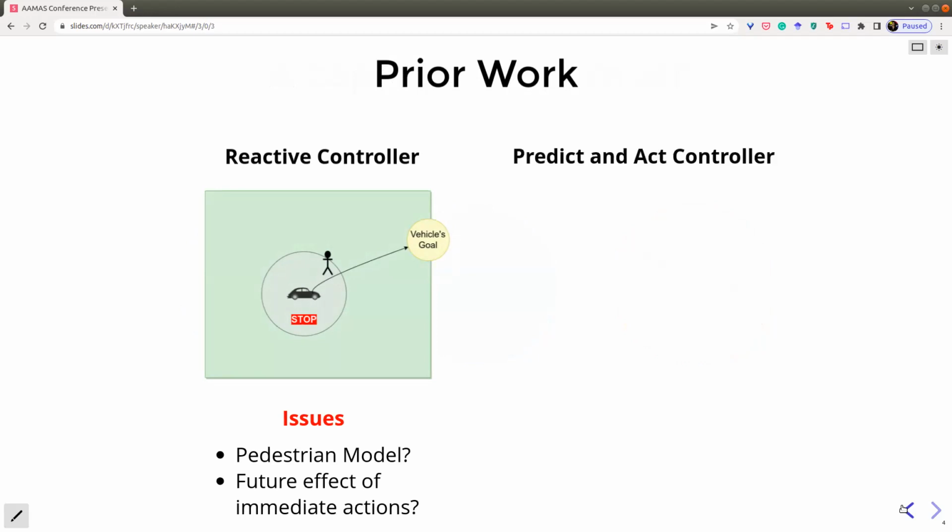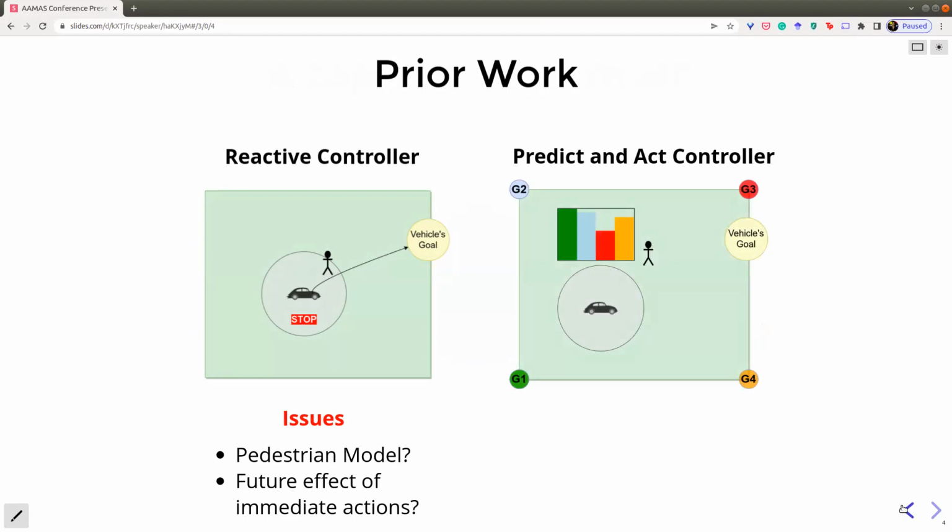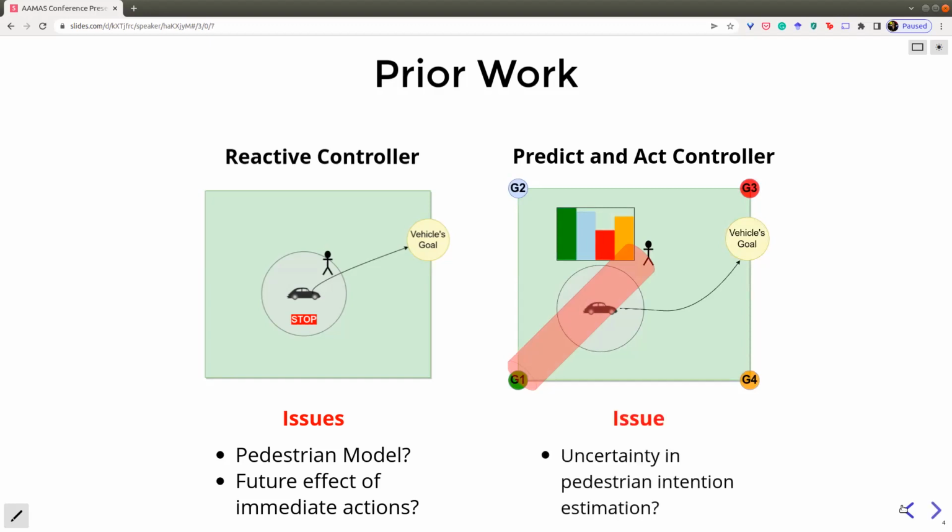Another common approach is to use a predict and act controller. The vehicle uses observations from the environment to maintain a belief over the pedestrian's goal locations or intentions. It then uses the pedestrian model to obtain the pedestrian's path towards its most likely goal and generates a path to its goal that avoids collisions. However, this approach ignores the uncertainty in pedestrian intention estimation and as a result could lead to unsafe behavior.